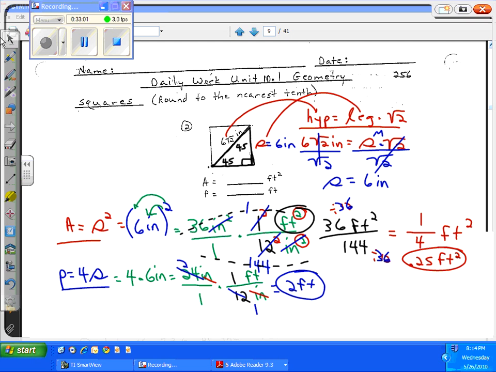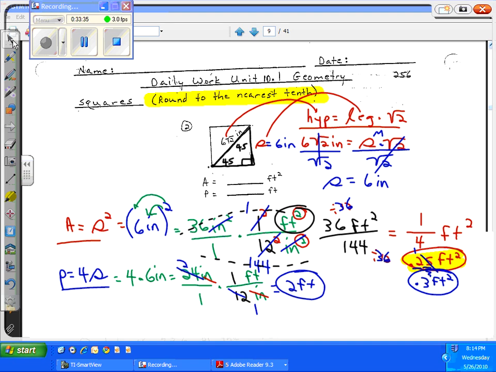Now, you may have read the directions and seen that it says round to the nearest tenth, and it is important to read directions. And we didn't round to the nearest tenth. If we round to the nearest tenth, the 2 is in the tenth place. The 5 is the next number to the right. It's 5 or more, so you add 1 and drop the 5. So to the nearest tenth of a foot, this is 0.3 square feet.